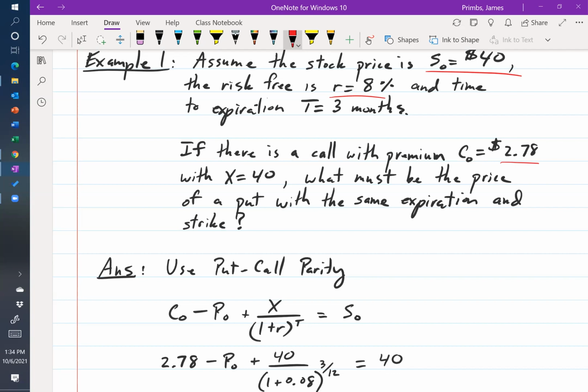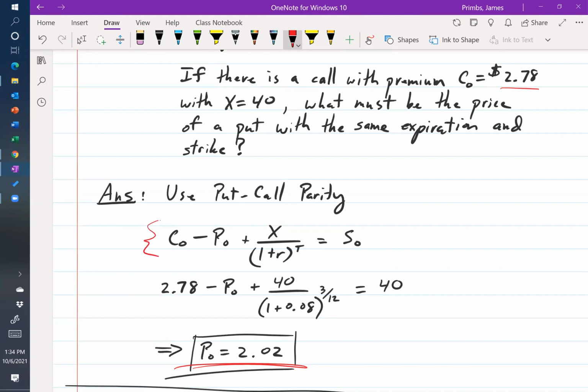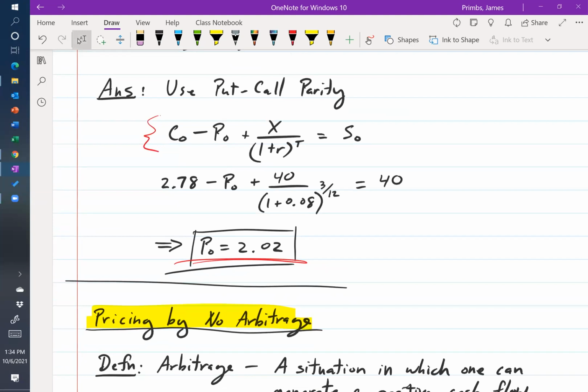It cannot be priced at anything else. You know what it has to be. And what tells you what it has to be? Put call parity. So we wrote down put call parity. We were given the call price, the strike price, risk-free rate, time to expiration, and the stock price. All we were left with to solve for was the put price. And we solved and saw that the put was $2.02.